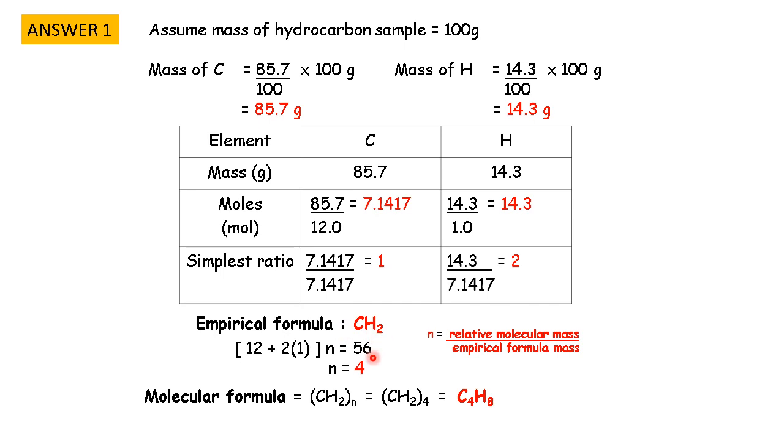Okay, the molar mass given by the question is 56. And then the relative molar mass of CH2 is 12 plus 2 equals 14. So 56 over 14, we get n equal to 4 by using this formula. So now we times 4 for the empirical formula, and then we get C4H8.